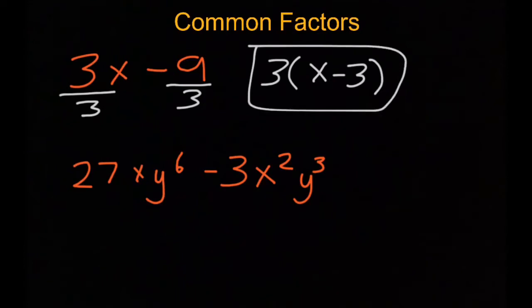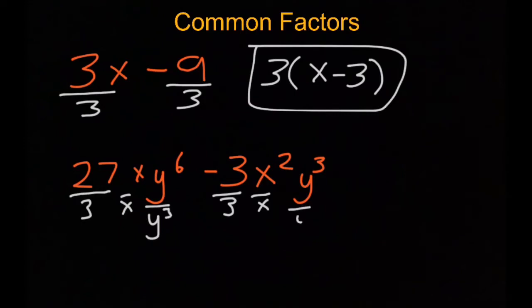For the second one, it's a bit more complicated, but we can divide a 3 out of both of these terms. We can divide an x out of both of these terms. We can factor out a y cubed out of both of these terms. And so in total, we're factoring out 3x y cubed.